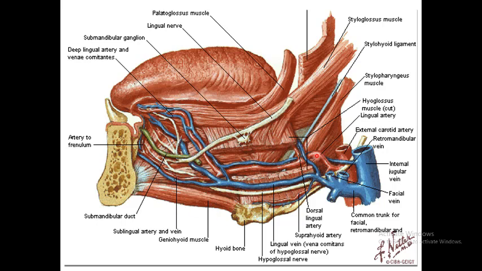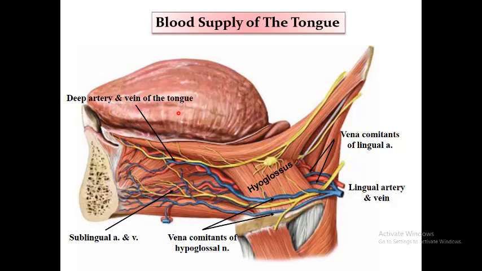This is the lingual artery, which runs deep to the hypoglossus. As we said, we cut the hypoglossus to show you this artery. But this is the dorsal lingual artery. Usually there are two or three branches, but in this figure we just show one. This is the dorsal lingual artery, and this is the sublingual artery, which supplies the floor of the mouth, and this one is the deep artery of the tongue, or deep lingual artery. This is about the arterial supply.